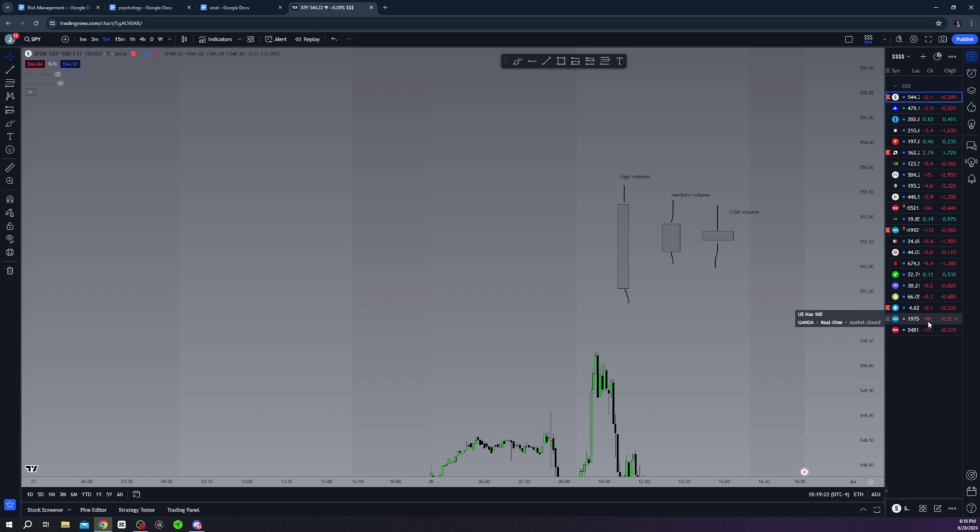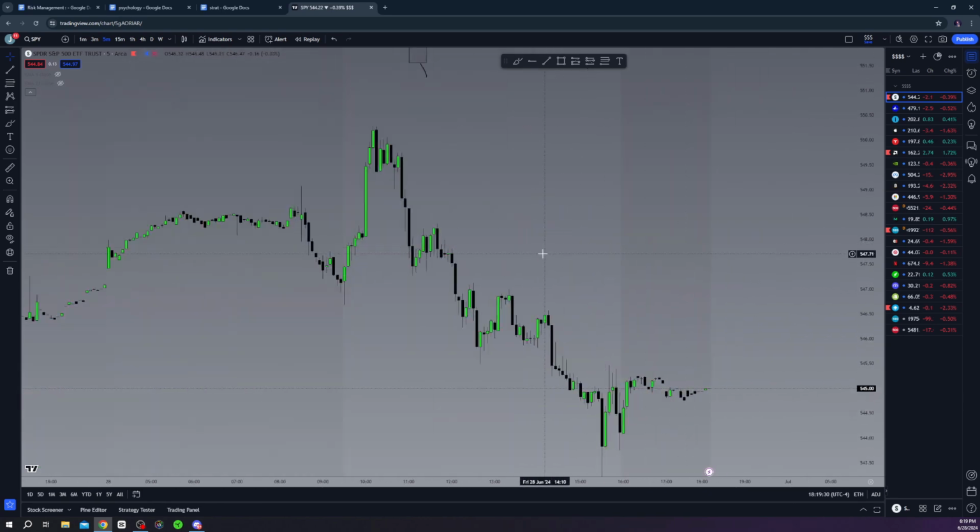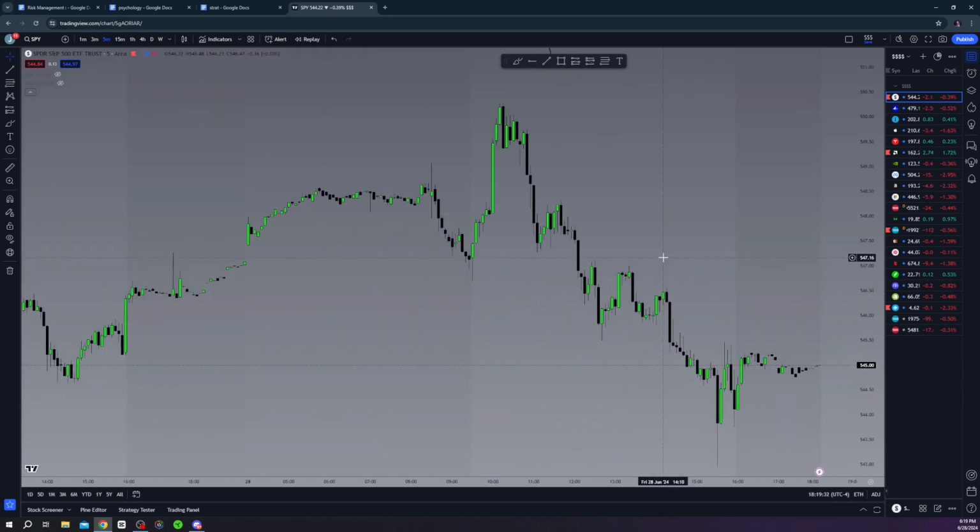You need to write that down. Literally say, do not take a trade when I'm seeing low volume. You don't want to do that. It's as simple as that. You do not take a trade off of low volume. So let's give an example.